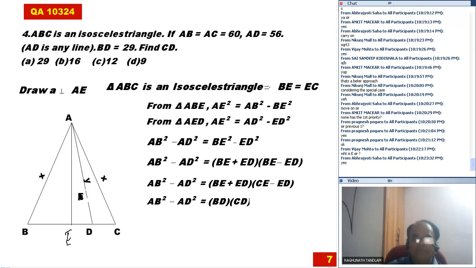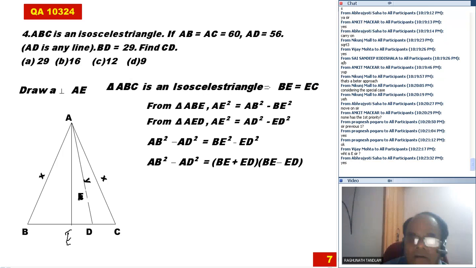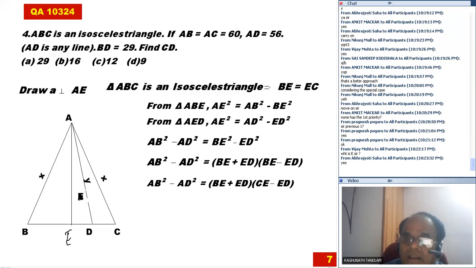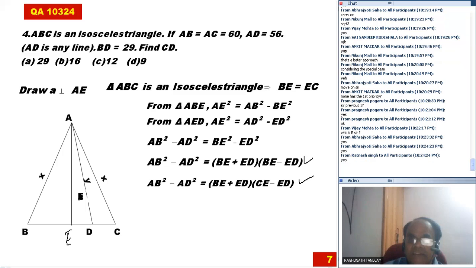Are we clear with this step? AB square minus AD square equals BE plus ED into BE minus ED. Substituting. Is this clear? Because BE equals EC, then substitute it.